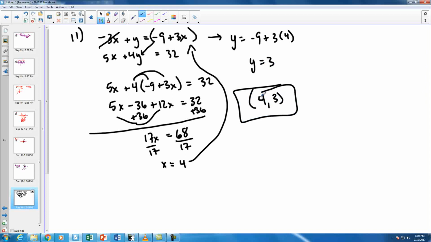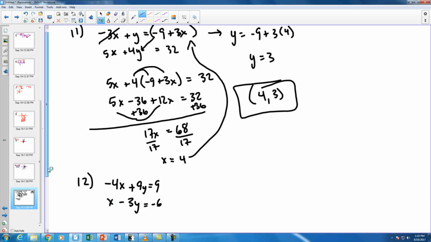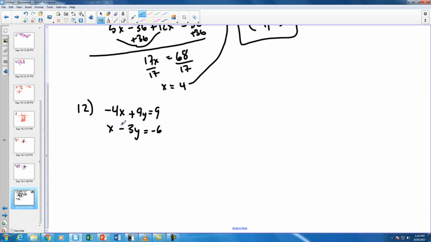Now, could I have done elimination? Yes. And I'm going to show you what elimination looks like on 12. So you can use either of these methods and not have any hesitation with what you're doing there. Okay, so negative 4x plus 9y equals 9, and x minus 3y equals negative 6. So this problem, I could also try to do substitution by getting this x alone. All I have to do is add 3y, plug that information in where x is, and do the same process.